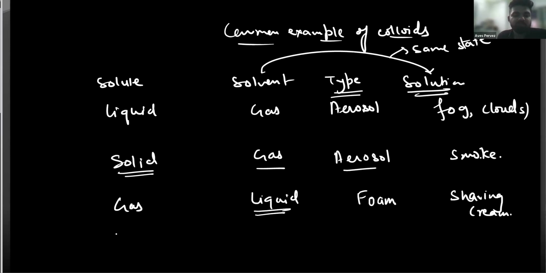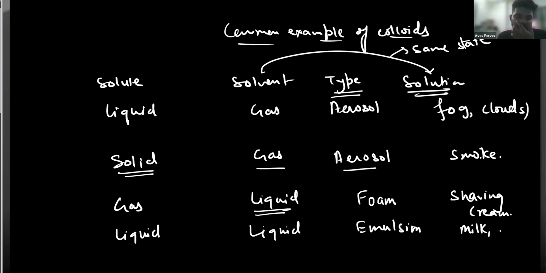Now moving further, we have liquid and liquid mixed together. That will be an emulsion. Milk of magnesia is magnesium hydroxide when mixed with water. So actually for milk of magnesia, here you can say we have milk.